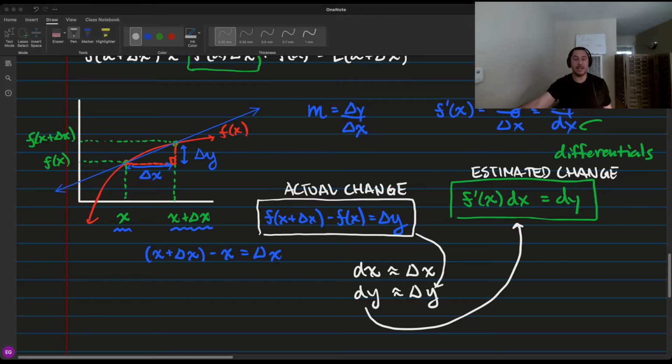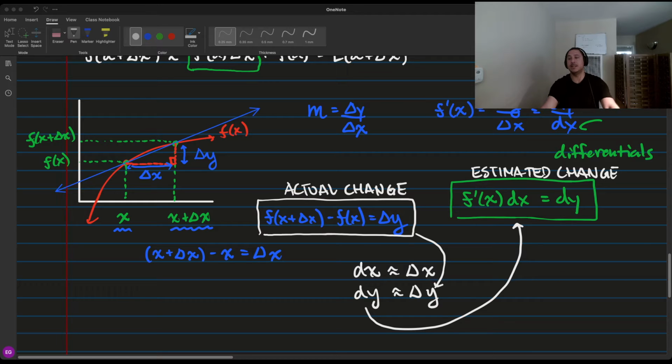Okay, so the whole idea here is that you can approximate actual values with estimated values, which are the differentials. The actual change is f of x plus delta x minus f of x. We call that delta y. Now, since the actual change can be estimated by the differential, we know that that estimated change is equal to the derivative times the differential.